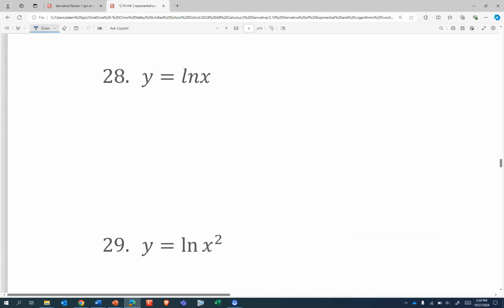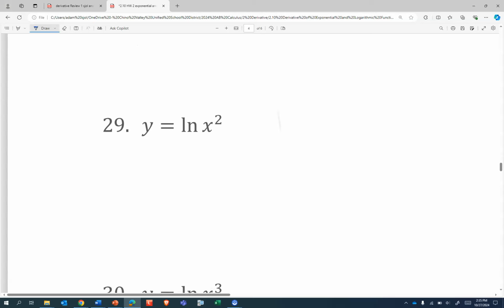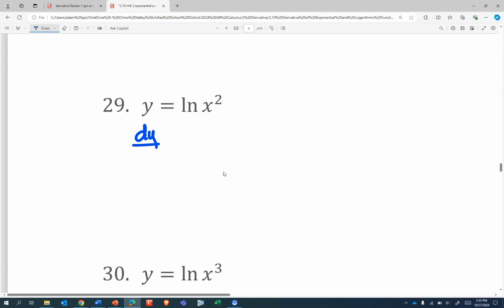Okay, here come the logs. So the easy one is the derivative of natural log of x, 1 over the input. The way I say something like this is the derivative of natural log of something is 1 over that something. That something is x squared, which has a rate of change of 2x. So we can finally get a useful simplification.